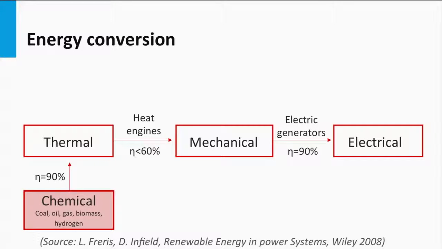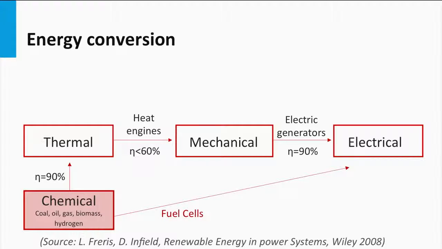Mechanical energy can be converted into electricity using electric generators with an efficiency of 90%. This shows that in all process steps of making electricity out of fossil fuels, at least 50% of the initial available chemical energy is lost in the various conversion steps.